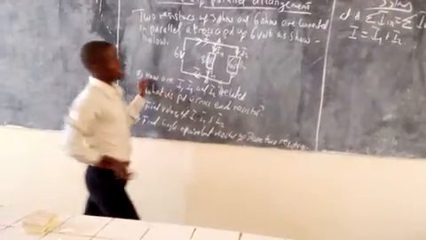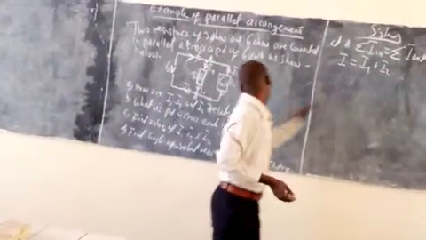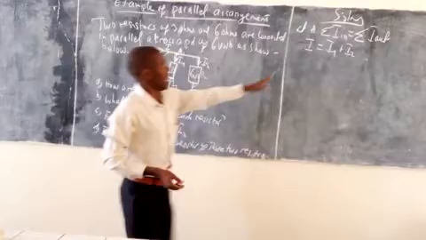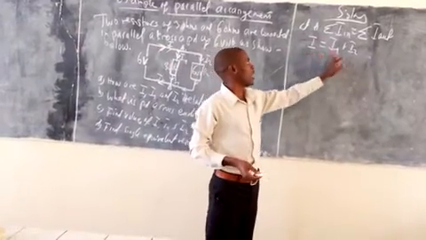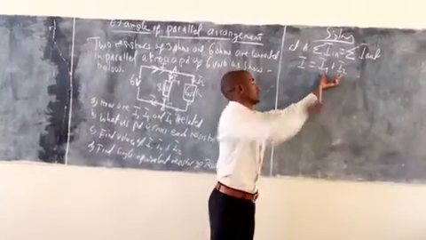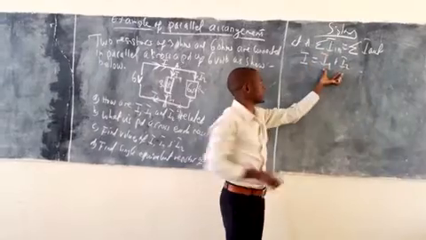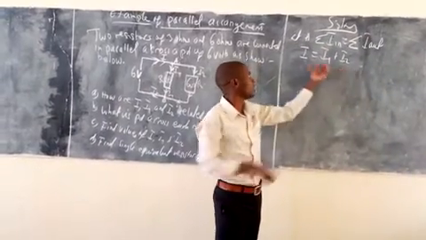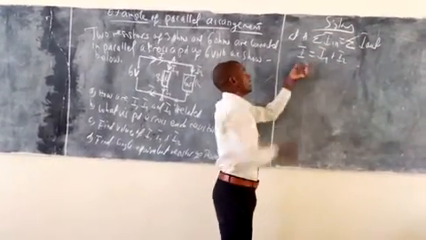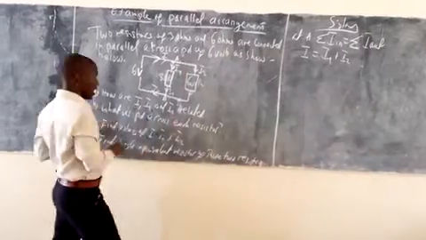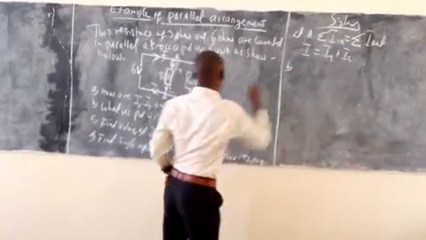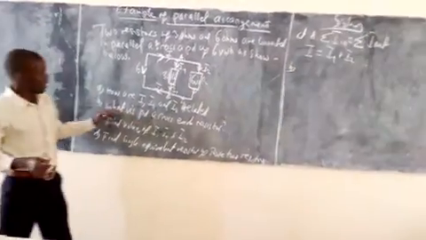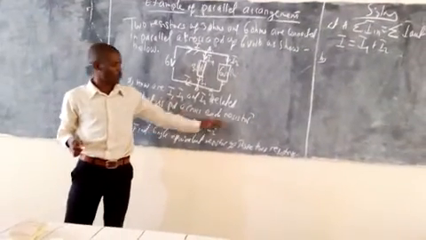So this is the answer to question A: I equals I1 plus I2. I1 and I2 are the currents leaving the junction, while I is the current entering the junction. Then number B: what is the potential difference across each resistor?